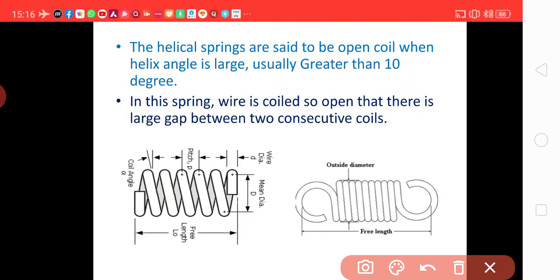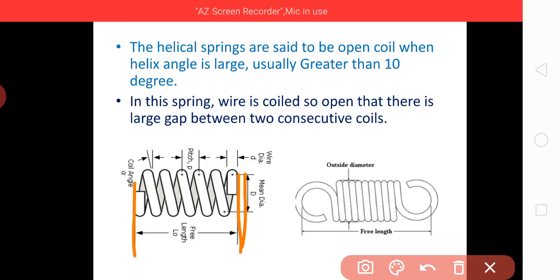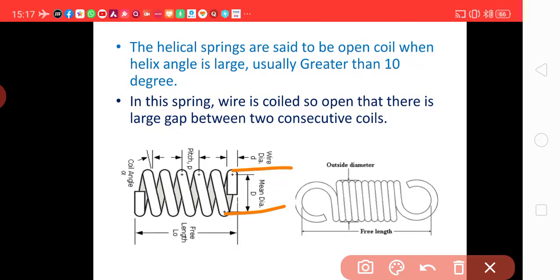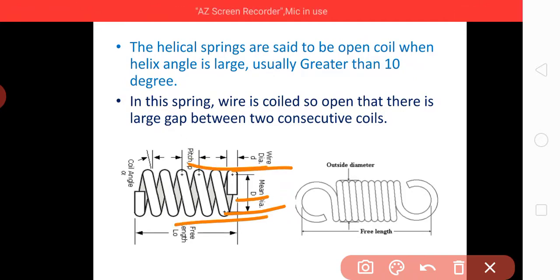Then the coil angle. Free length: when the spring is not applied with any force, then the length of the spring is called free length, L0. The mean diameter, this is the mean diameter, and this is the outer diameter, and similarly there will be inner diameter also.